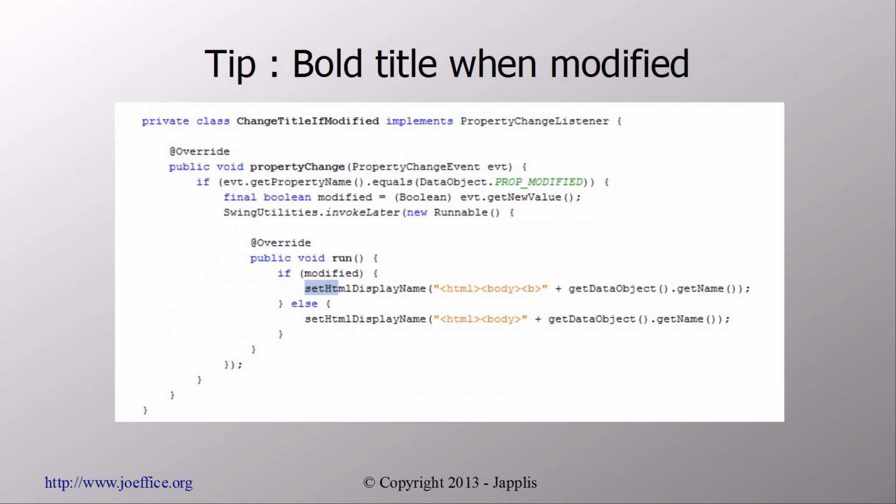Now the tip of the day. Today is to set the title of your tabs in bold. It's done with just a property change listener that you attach to your data object. When the prop modified is thrown from the data object, just call setHtmlDisplayName on your top component, and put it in bold if it's modified, and remove the bold if it's not modified.